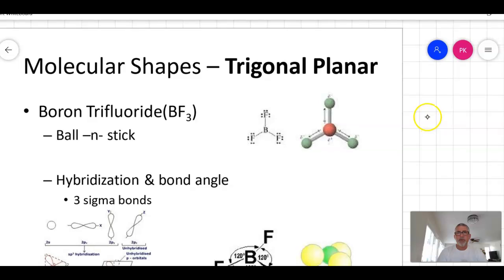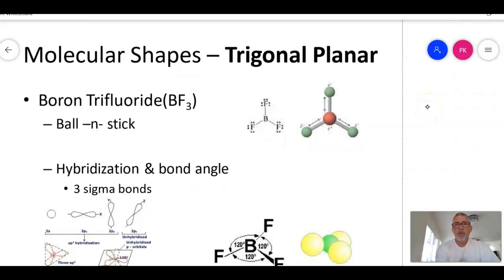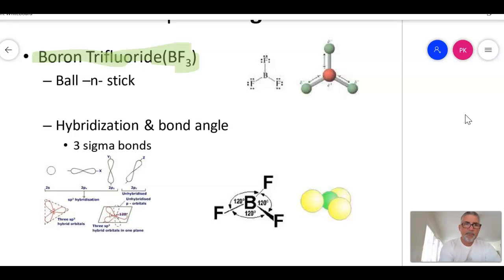Trigonal planar. So trigonal planar, boron is a metalloid. So boron trifluoride, or BF3. Boron is a metalloid, so it doesn't really follow the octet rule. It only wants to form 3 bonds. Remember my hybridization, we just talked about a little while ago, is sp2, because I have an s orbital and 2 hybrid p orbitals. So it's sp2. It's split equally, so my bond angle is 120 degrees. And since this has 3 single things attached, it would have 3 sigma bonds.